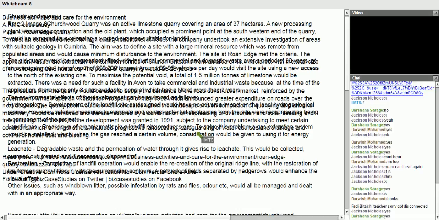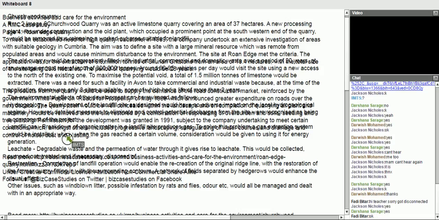So what are people going to do to solve this problem? A gas extraction system would be installed, and when the gas reaches a certain volume, consideration would be given to using it for energy generation. Whatever gas is produced from the wastes being filled in that big hole for 20 years, they will have a system to capture it, and they're going to use that gas as energy.